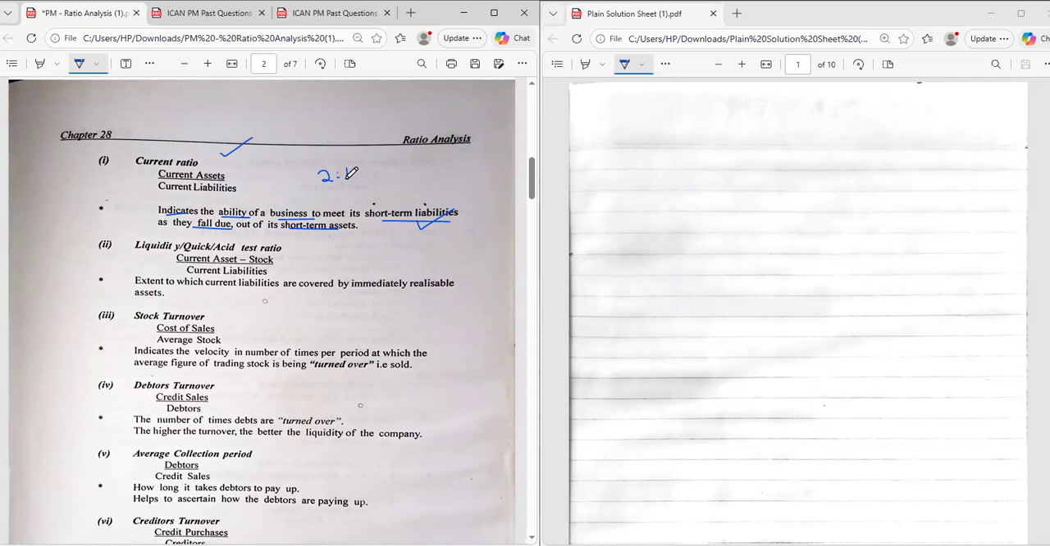This means that your assets should be able to pay for your liability 2 times. The 2 refers to current assets, the 1 refers to current liability. So your assets should be able to pay for your liability at least 2 times. And that makes sense. In some industries, it is 3:1. You should be able to pay for something 3 times.